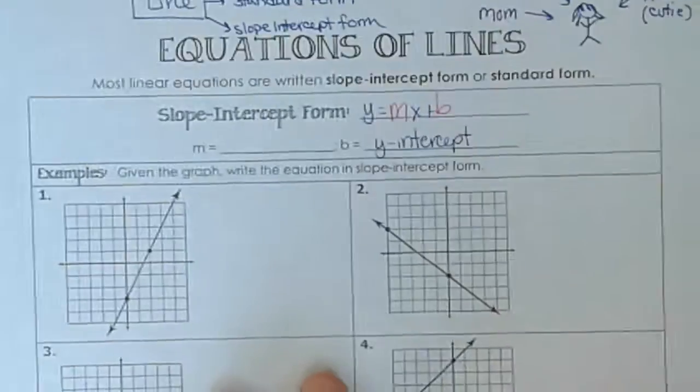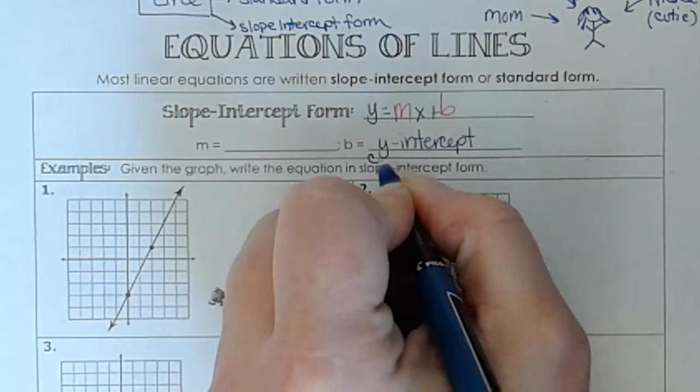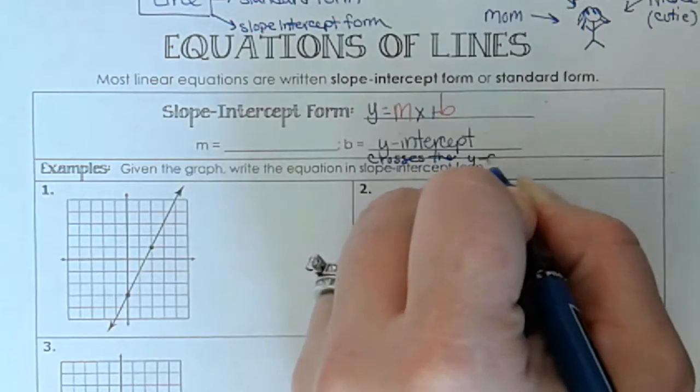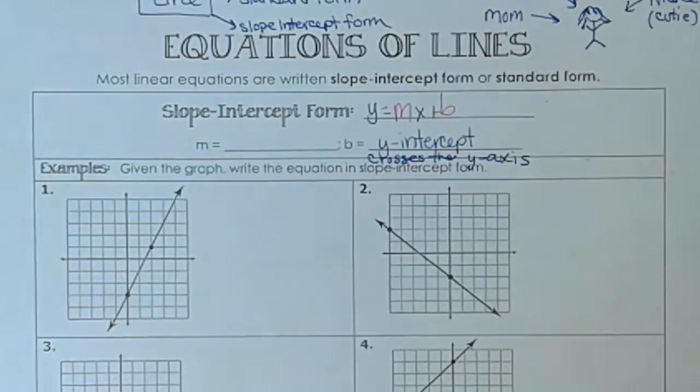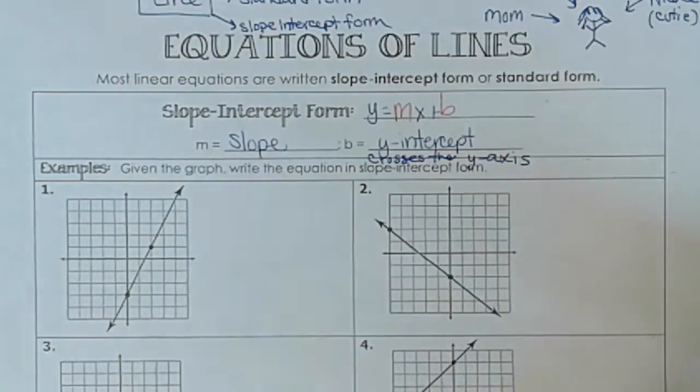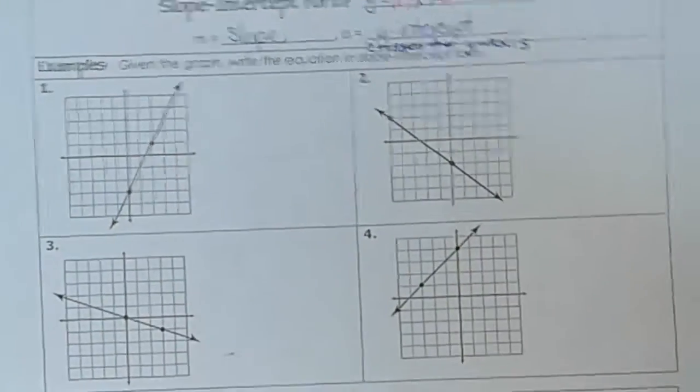And what that means is where the line crosses the y-axis. So the y-intercept is where the line actually crosses the y-axis. m is the slope, that's part of our song, and m tells you the slope. Okay, so we're just going to fill those in. If we know the slope and the y-intercept of a line, we can write an equation for it. So let's take a look at that.